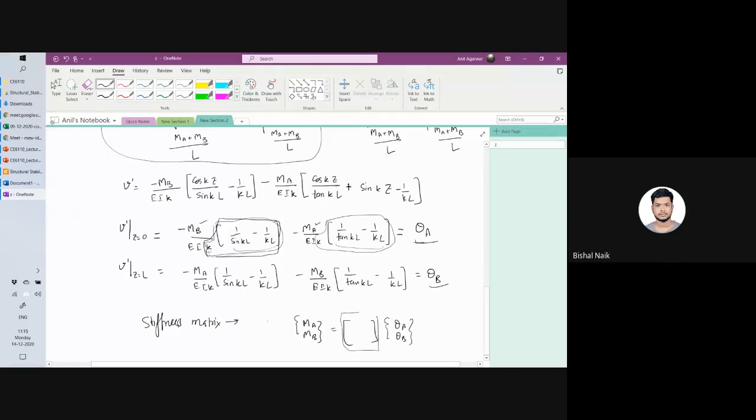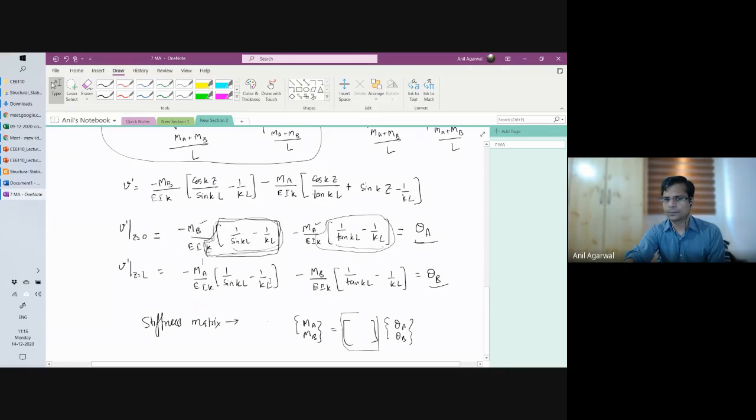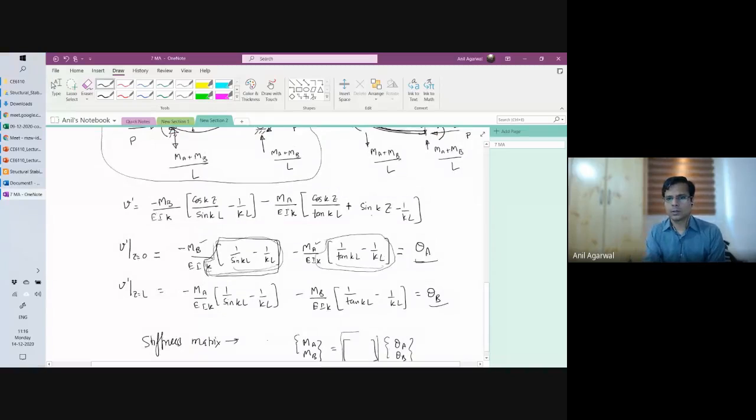You agree? Excuse me, sir. Yeah. Sir, you have noted V prime equal to minus MB by EIK cos KZ, right, sir? So there should be KL also, no? Cos KL by sin KL. One second. Cos KL by, this is that term, tan KL. So that is sin KL by cos KL. Is that what you're saying?